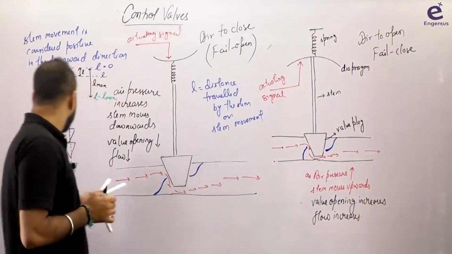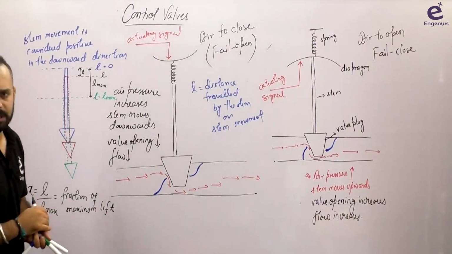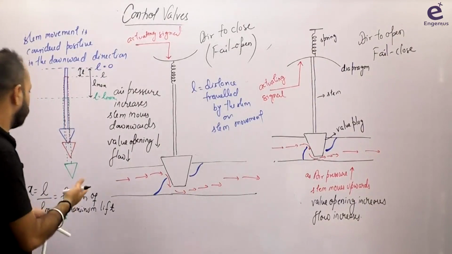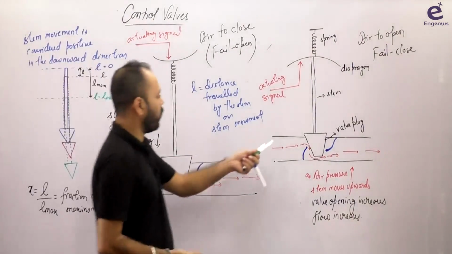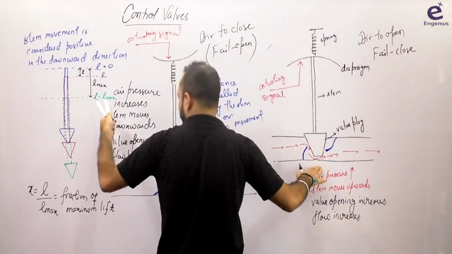We consider that this direction of movement is the positive direction, right? And suppose in this one, as you increase the air pressure, the stem was already present at this L max level.